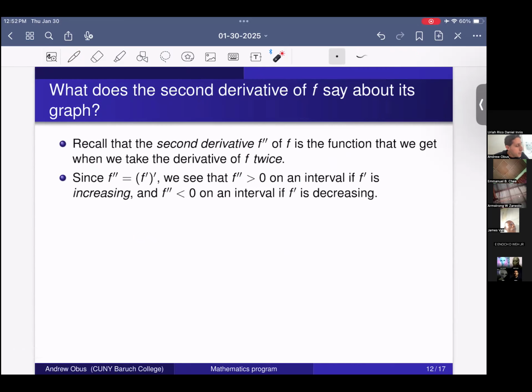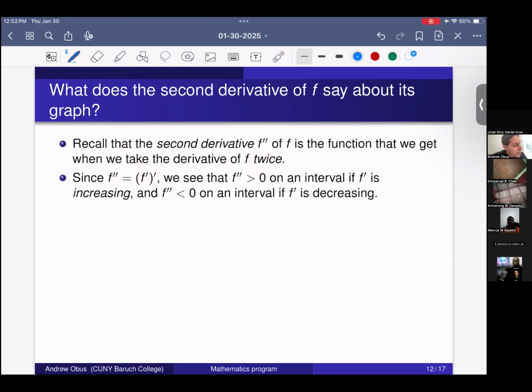So how do we see this? Well, what does the second derivative of f say about its graph? Remember that the second derivative of a function is the function you get when you take its derivative twice. So f double prime, that's f prime prime. You take the derivative and you take it again. What does it mean that f double prime is positive? That means that the derivative of f prime is positive. And if the derivative of f prime is positive, that means that f prime is increasing.